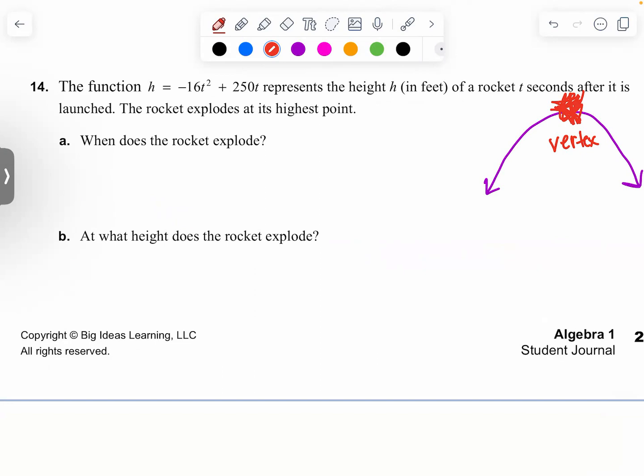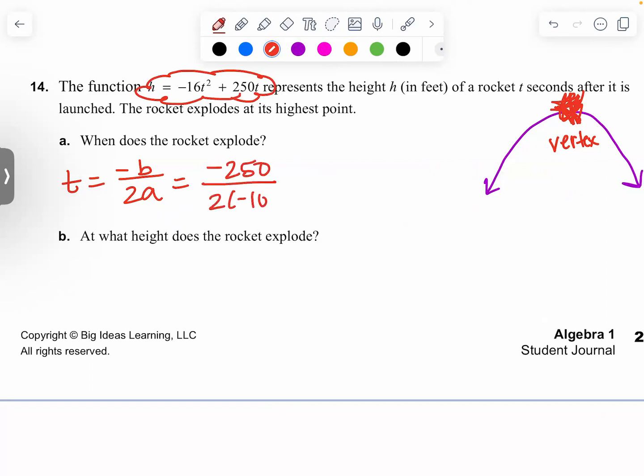Okay, so Henry Davis, how do we find the vertex? How about negative b over 2a? So all we have to do is take negative 250 over 2 times negative 16. And now we will know when our rocket explodes because it's exploding at the vertex.